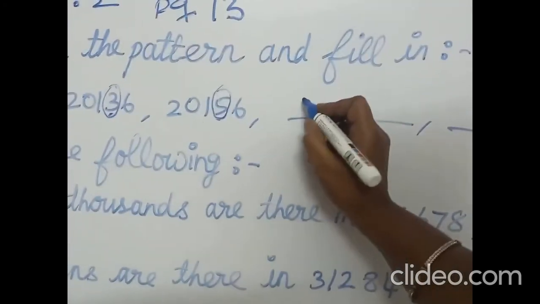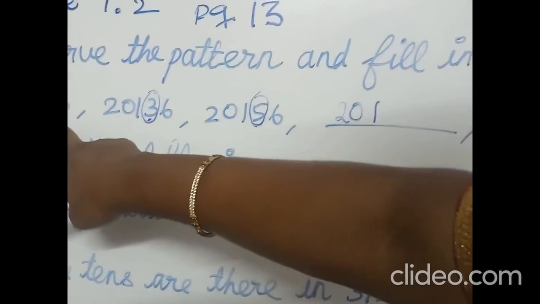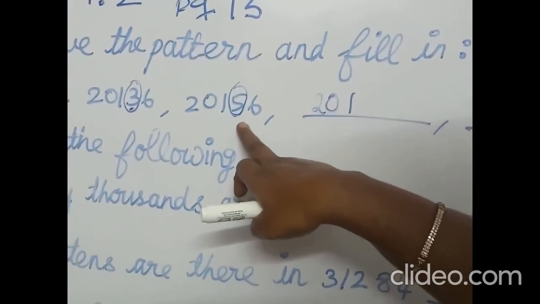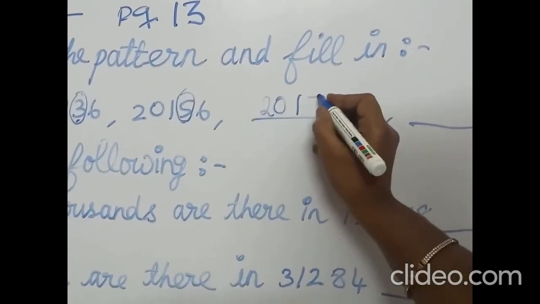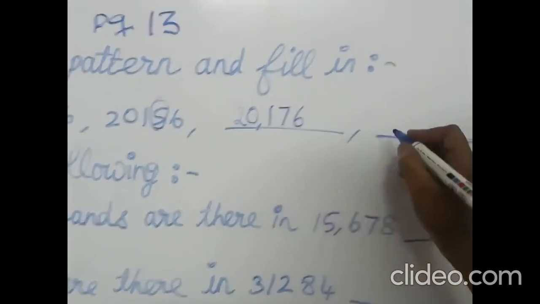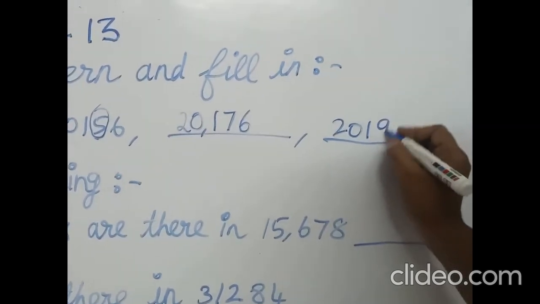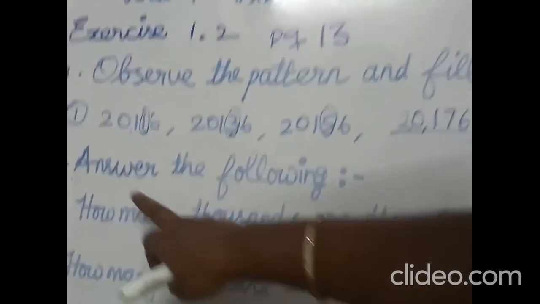You can identify the places where we are going to do the changes. 20,100, nothing changes. So in the tens place only 1, after 3, after 5. So this is an odd number they are going to add. So we need to do the odd number. Next odd number is 7, 76. Next 20,196. Good.